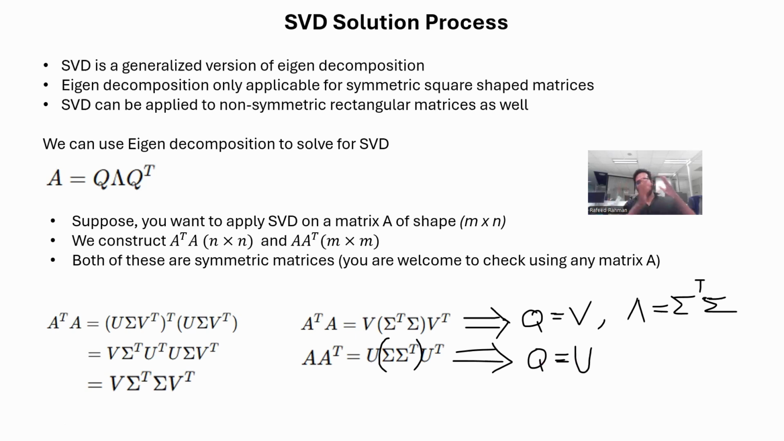You just take A transpose A and A A transpose, do the decomposition using Eigen, and after doing that, you get V from A transpose A, and you get U from A A transpose. And if you take the lambda value and take the square root, you also get the singular values. So that is, my friend, SVD.